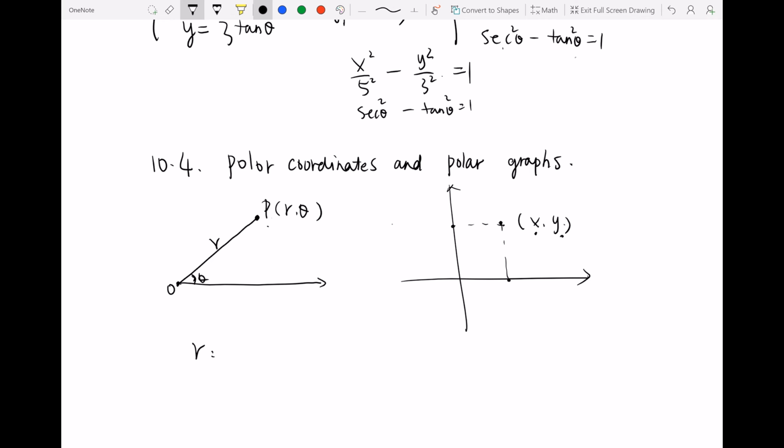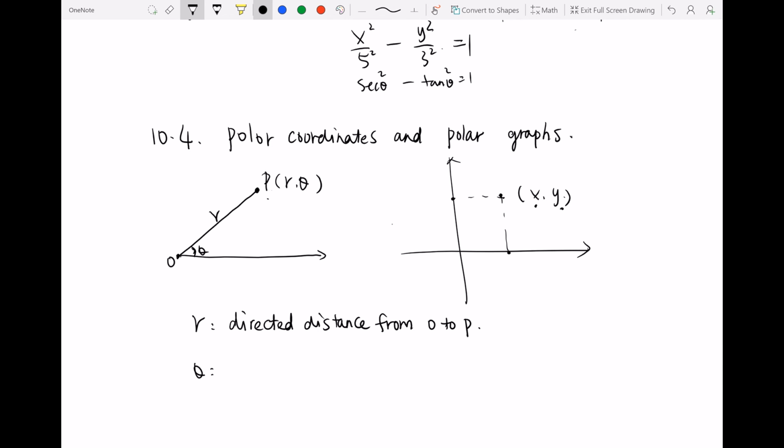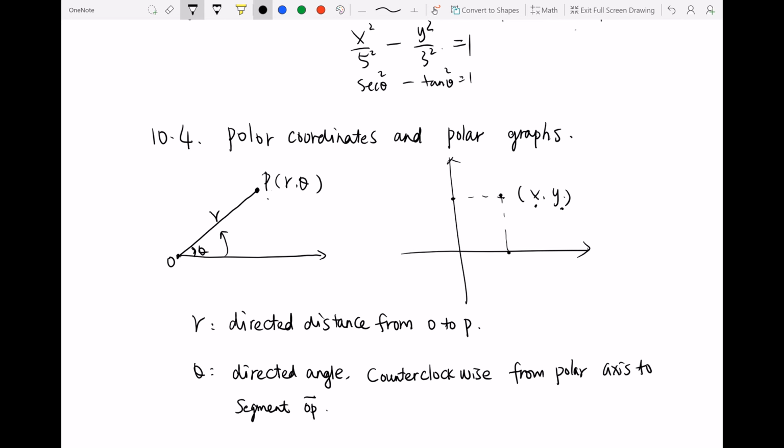So r is the directed distance from O to P. And theta is the directed angle, counterclockwise this way, from the polar axis to the segment OP. Okay?